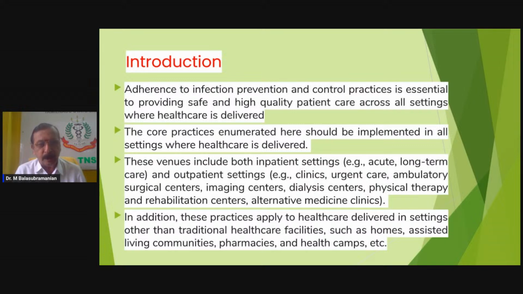These venues include both inpatient settings, that is ICU, acute or long term care, and outpatient settings like clinics, emergency care, ambulatory surgical centers, imaging centers, dialysis centers, physical therapy and rehabilitation centers, and even alternative medicine clinics. In addition, these practices apply to healthcare delivered in settings other than traditional healthcare facilities, such as home. Even in the home, people should maintain hygiene, as well as in assisted living communities, pharmacies, and health camps, etc.